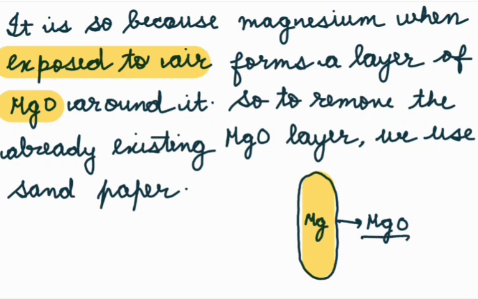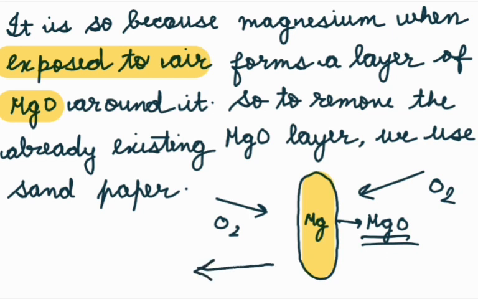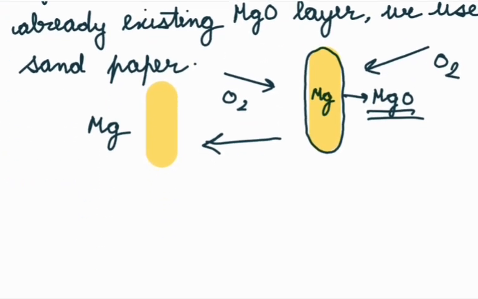Why this MgO layer? Because there is already an attack of oxygen from everywhere. To remove this layer and get pure magnesium only, we require sandpaper. That is why we rub the magnesium ribbon with sandpaper before burning it. Now you have got a pure magnesium ribbon.